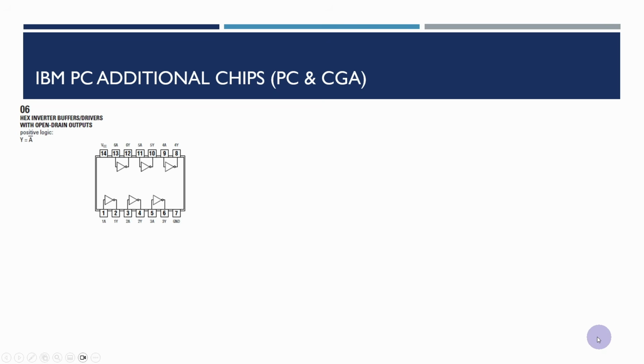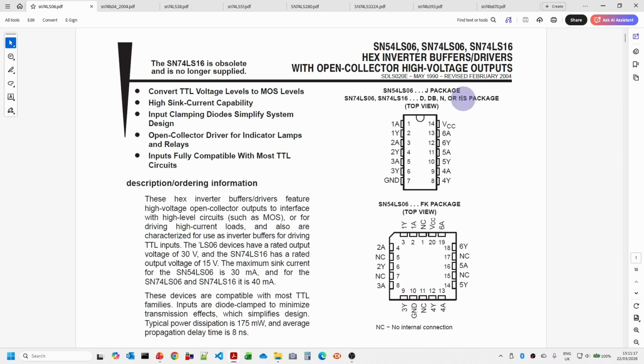So I'm going to start with the 74LS06 hex inverter with open collector or open drain outputs. We covered what open collector, open drain was in some of the earlier videos. It's probably just worthwhile going to the datasheet and reminding ourselves of a couple of the points about these chips. So this is 74LS06, hex inverter drivers with open collector high voltage outputs. It's worthwhile noting that the LS06 device can actually deal with voltages of up to 30 volts and can also sink up to 40 milliamps.